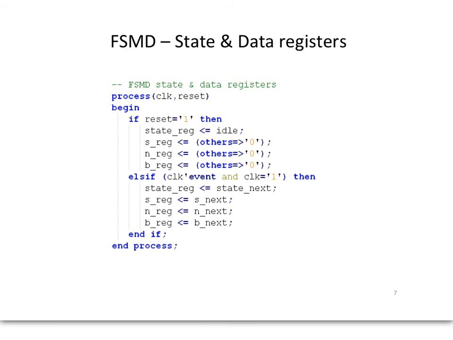We can see we have state reg, S reg, N reg, and B reg. All of these are assigned their according next values when we have a rising edge clock, and if we have an active reset, all of them will be initialized to 0 and the state reg will be initialized to idle. So this is just like any other synchronous system, and it's just we have some data signals combined into the register process as well.